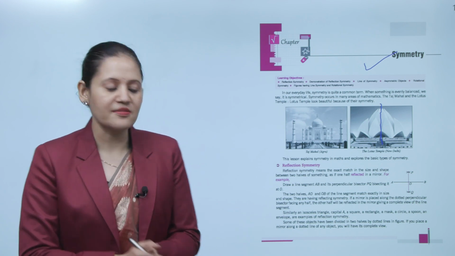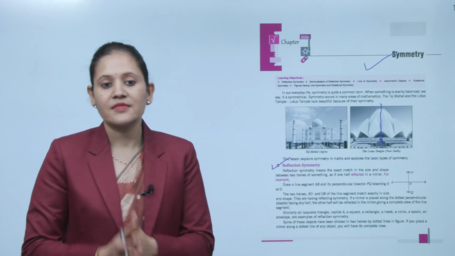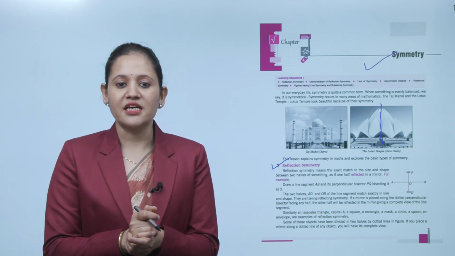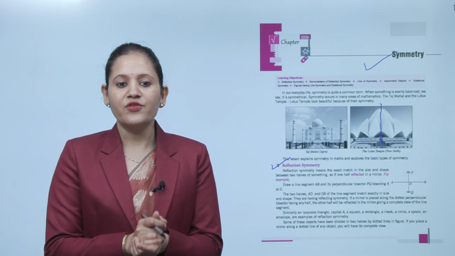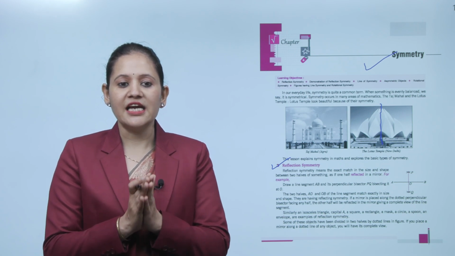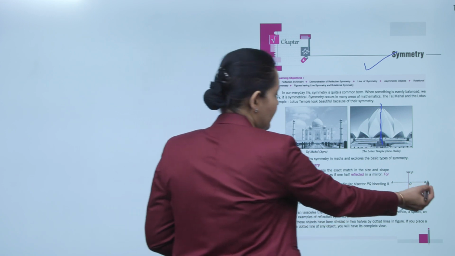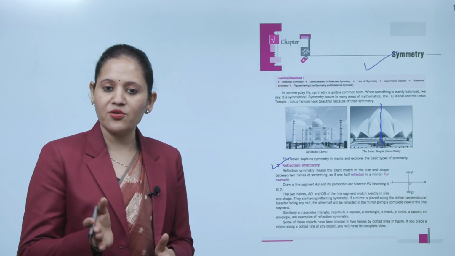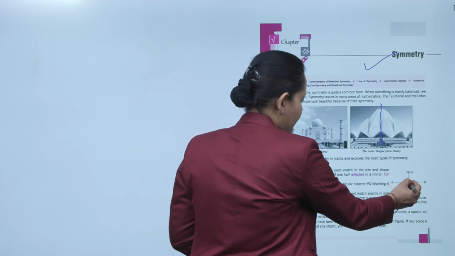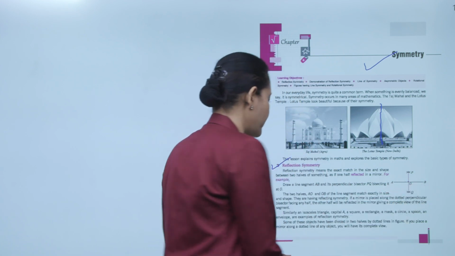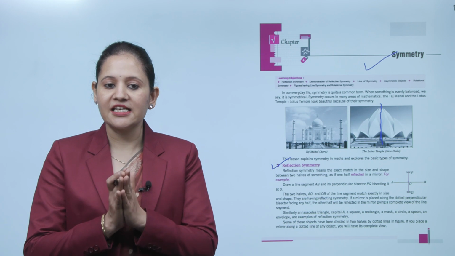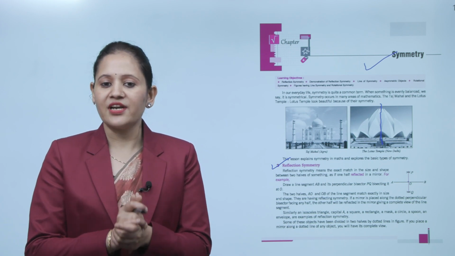So first is reflection symmetry. Reflection symmetry means the exact match in size and shape between two halves of something, as if one half reflects in a mirror. For example, draw a line segment AB and its perpendicular bisector PQ, bisecting it at O. Now we have drawn a perpendicular bisector which will divide the line segment into two equal halves. So AO equals OB. Clear? The two halves AO and OB of the line segment match exactly in size and shape. They have reflection symmetry.